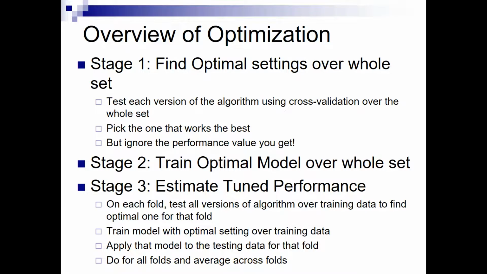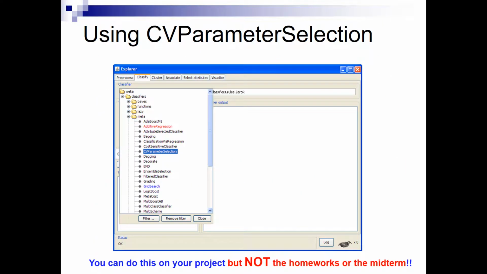Then in stage 3, you estimate the performance of that model. Not evaluate that model, but estimate its performance, how it would do on data that you haven't seen so far, through the stage 3 process, in which you go through stages 1 and 2 on each fold over just the training data for that fold.